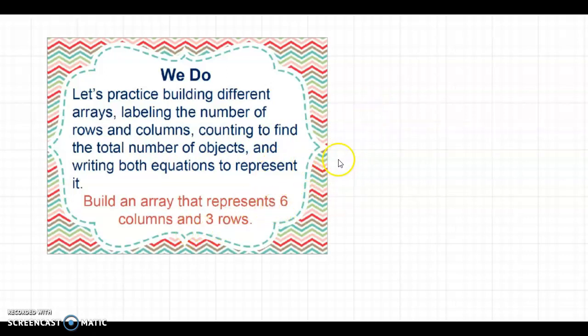Now when you're just starting out to make arrays, the easiest way to do it is by going ahead and drawing your lines to represent your columns and your rows. So here we have 6 columns and 3 rows. So I'm going to start with my columns. 6 columns. So I'm going to go ahead and do 1. I'm going to try to make them nice and big so that we can see it clearly.